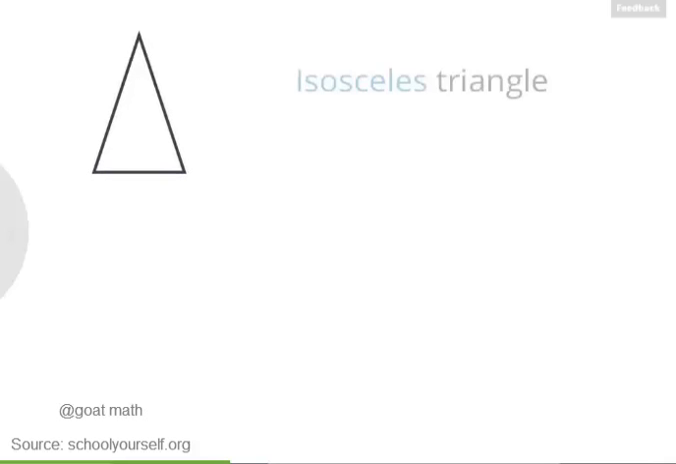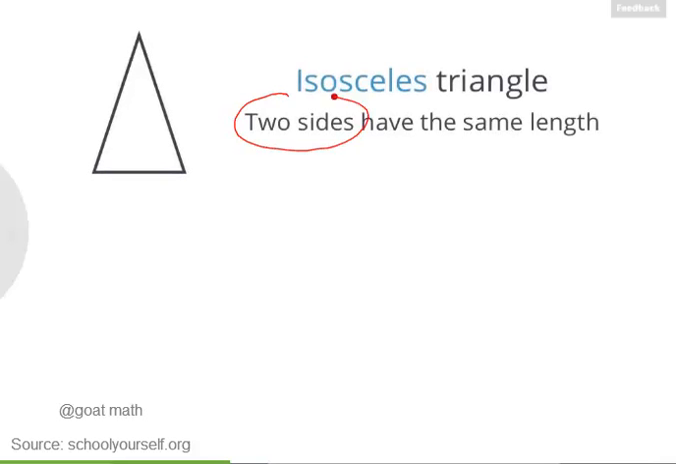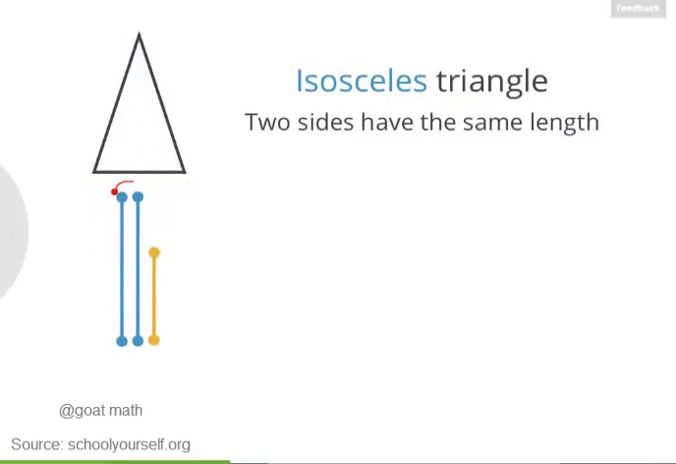This is an example of what's called an isosceles triangle, which is a triangle where 2 sides have the same length. If we compare the lengths of this triangle's 3 sides, you can see it's isosceles because these 2 sides have equal length. The third side, over here, happens to be shorter than the other 2.